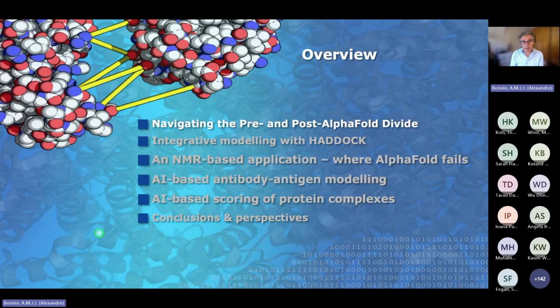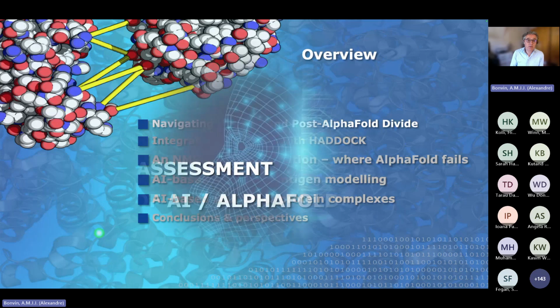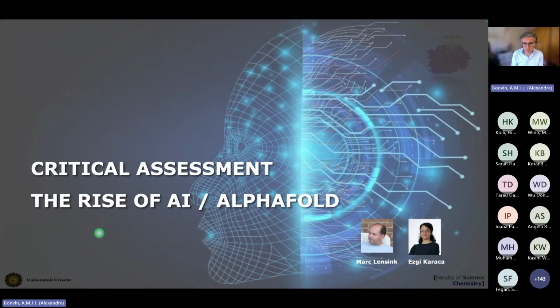Before going into HADDOCK, basically, I want to take a side step into the AI contribution to structure prediction of biomolecular interactions and navigate the pre and post AlphaFold divide. And this in the context of critical assessment experiments. And this is based on slides provided in part by Mark Lensink and also SG. So Mark Lensink is the assessor in CAPRI, and SG has been assessing the complex category in CASP. And together with Mark, we are running CAPRI actually.